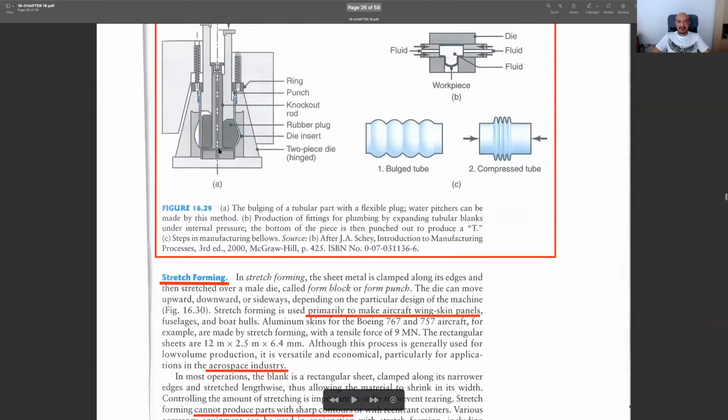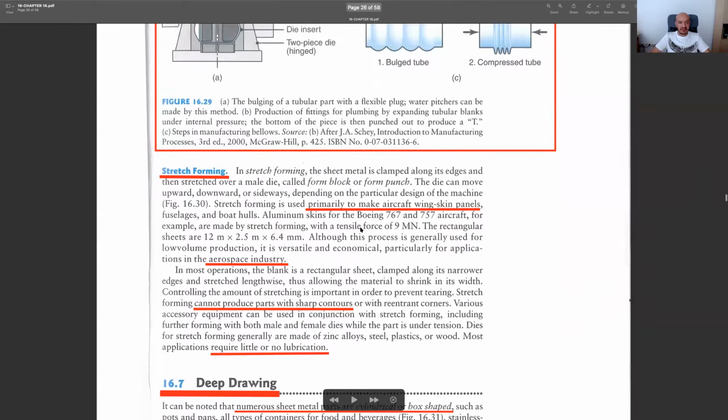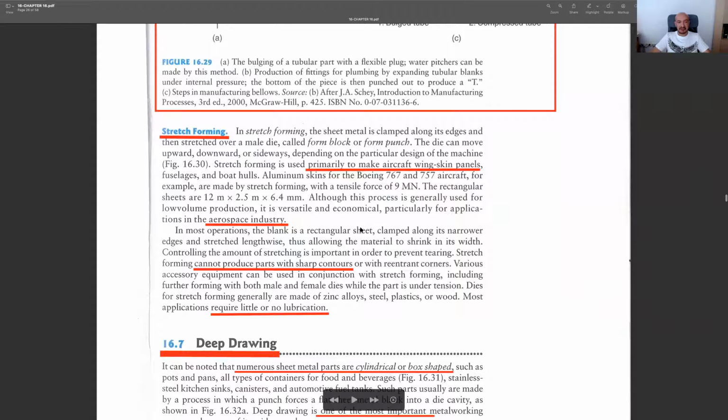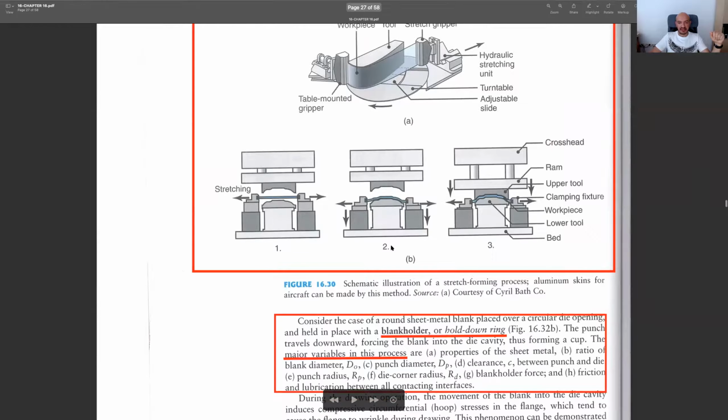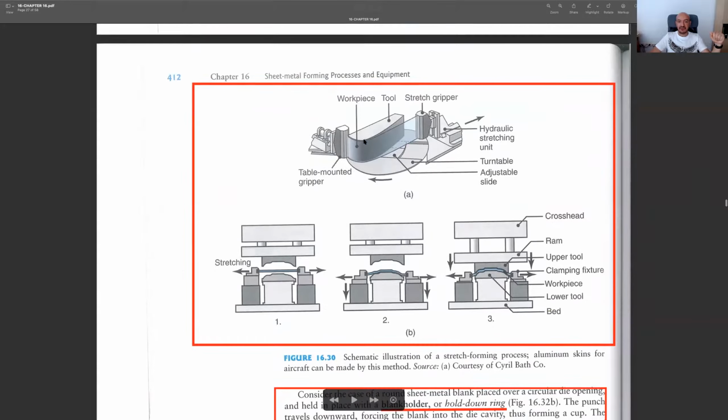Then lastly, we have stretch forming operation. This is a very special process and mostly utilized for very large sheet metals, and it's done, obviously, in the aerospace industry, since they have such larger panels. And I would like to show you an example. Yeah, this is it actually.